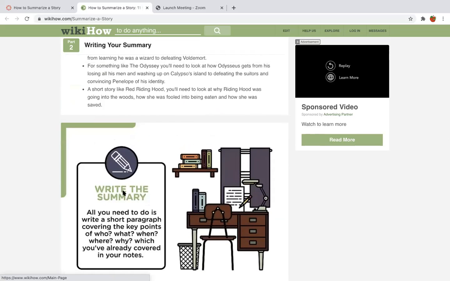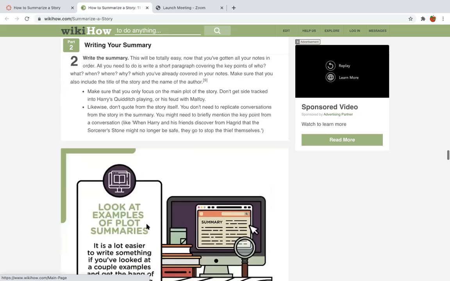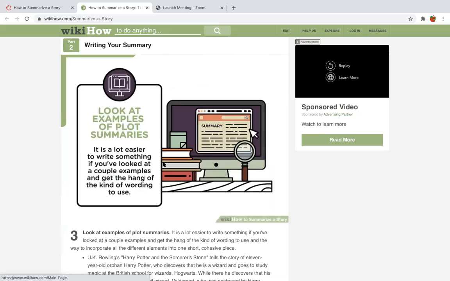Go ahead and write it. Once you've got it all on your graphic organizer, writing your summary, but I want you to take it day by day. So once you've got paragraph 1, if you want to go look at what paragraph 2 entails, go ahead and look at the assignment in your module for this week. And then the last one is look at examples of plot summaries.